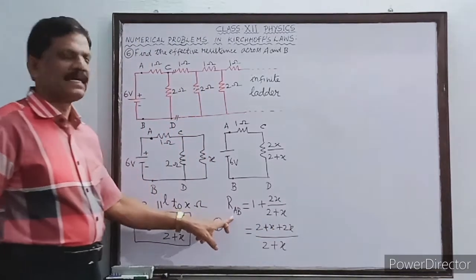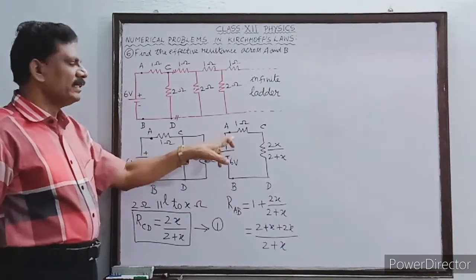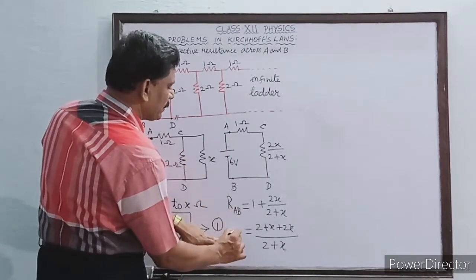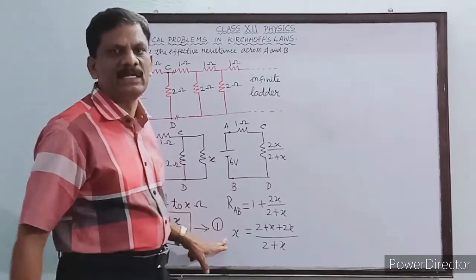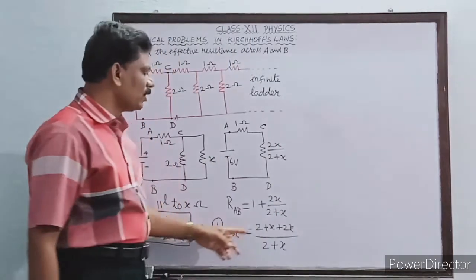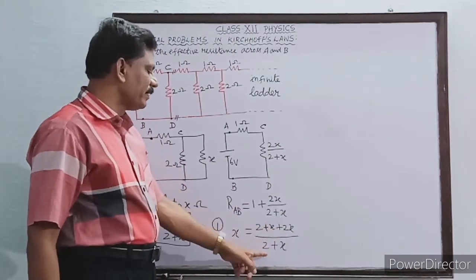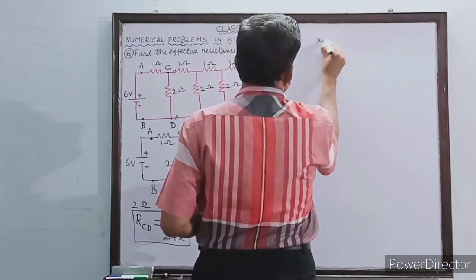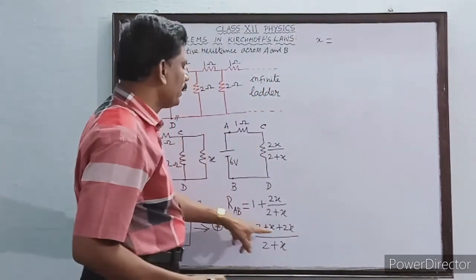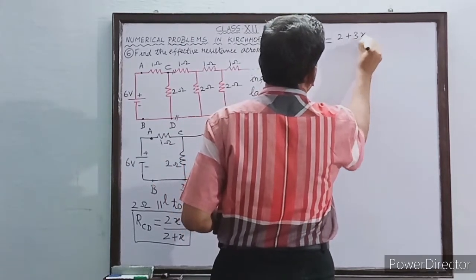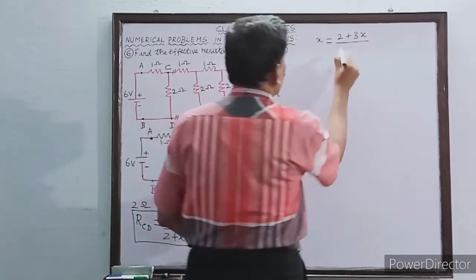But the resistance across AB is already taken as x ohm. So the left hand side RAB is also equal to x ohm only, because it is an infinite ladder. So x must be equal to 2 plus x plus 2x divided by 2 plus x. So I will rewrite here: x is equal to 2 plus 3x divided by 2 plus x.